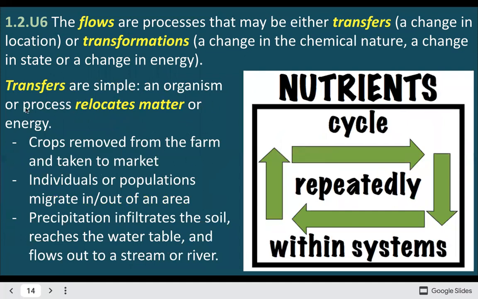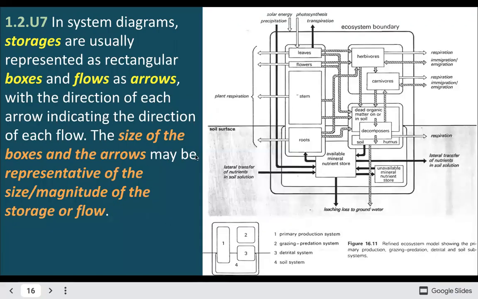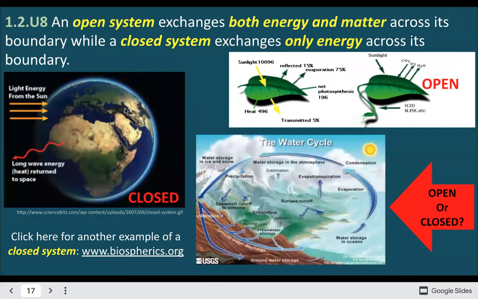Transfers are pretty simple, right? We're just relocating matter or energy. And then transformations, again, can be physical or chemical changes. Just some more systems diagrams here. Again, you can click through at your own pace if you like.